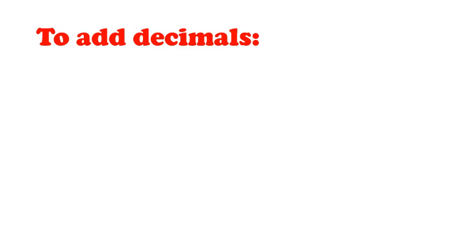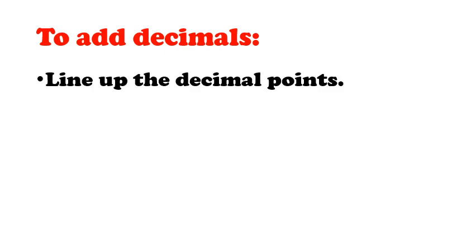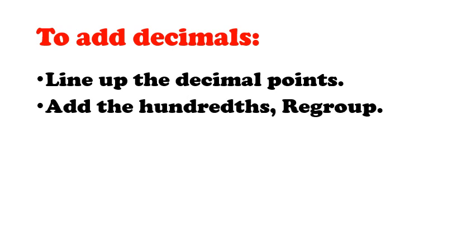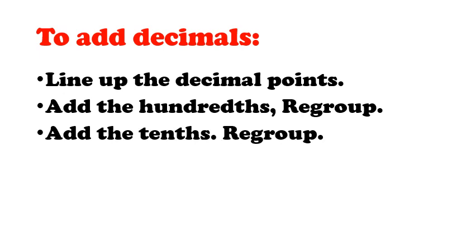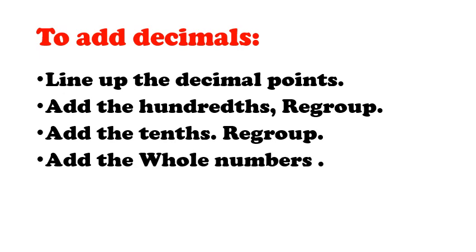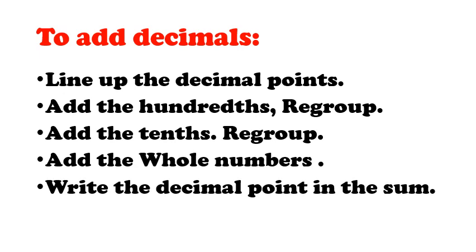To add decimals, we should follow some steps. Step number 1, line up the decimal points. Step number 2, add the hundredths, regroup if you need. Step number 3, add the tenths, regroup if you need. Add the whole numbers. Finally, write the decimal point in the sum.